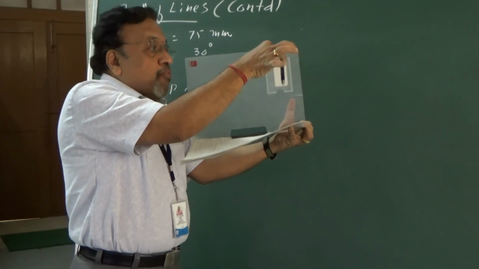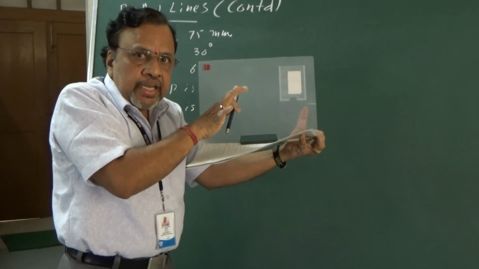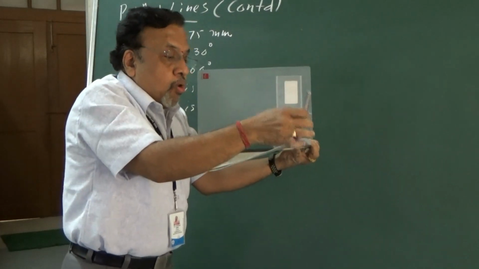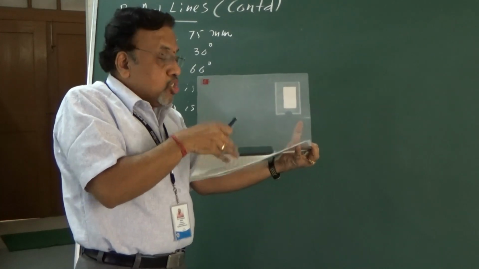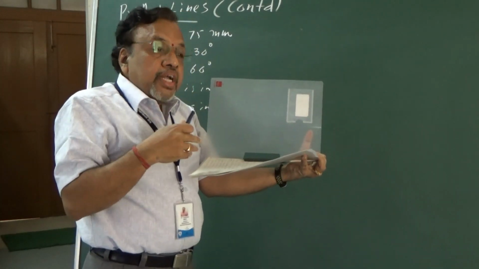That means that for this particular line, since the sum of the inclinations is 90 degrees, the true length of the line will be seen in a third plane. What is the third plane? This third plane is perpendicular to both HP as well as VP. We call that a profile plane.